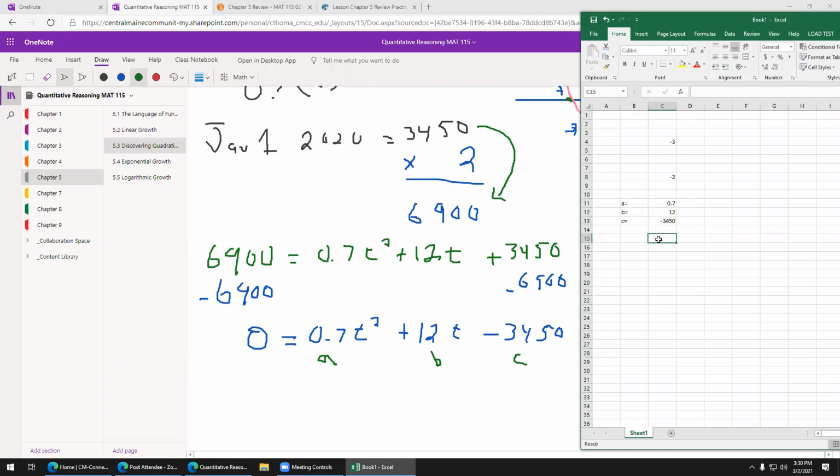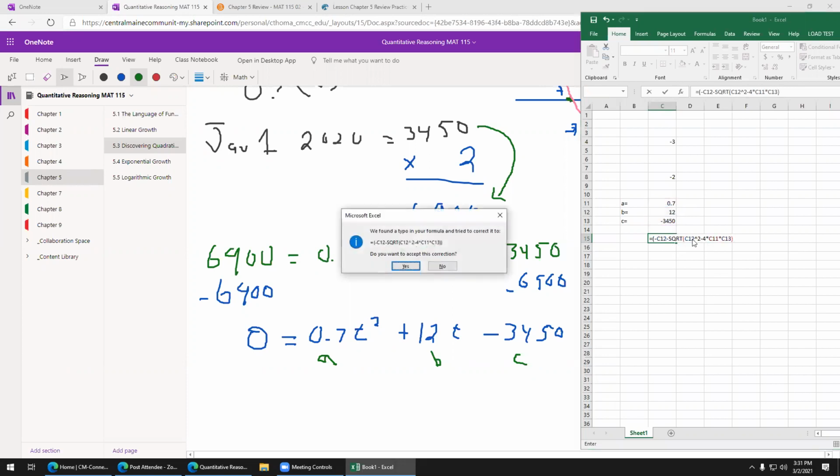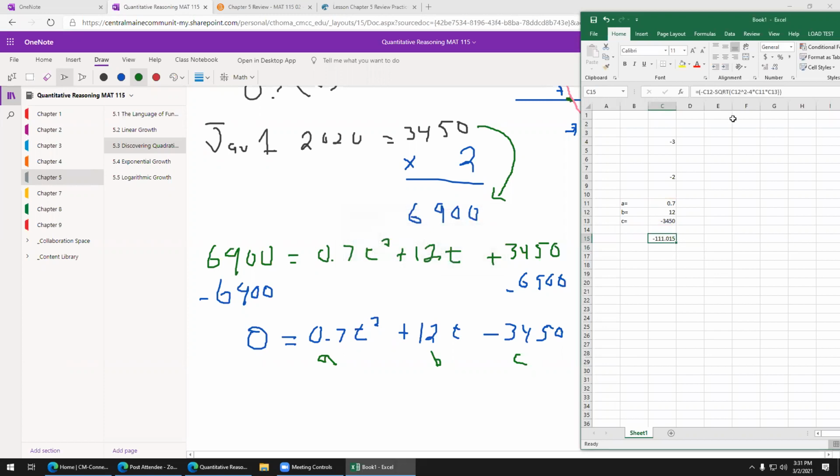So when I go to do my quadratic equation, equals parentheses, negative B, so negative 12, minus the square root of B squared, so 12 squared, minus 4 times A of 0.7 times C of negative 3450. And I'll do it in steps so if people want to see it. So if I do just the numerator, I end up getting negative 111.015.